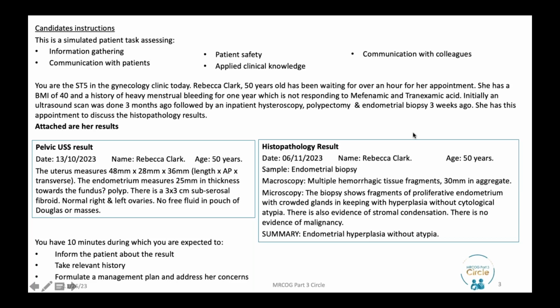The reason why I usually try to focus on these things is that you can have really good candidates who have really good knowledge, but their only problem is that they do not listen to the patient, and they just give options. They've read the guideline, they know the Mirena, progesterone, hysterectomy, and they try to mention everything in those 10 minutes to the patient.